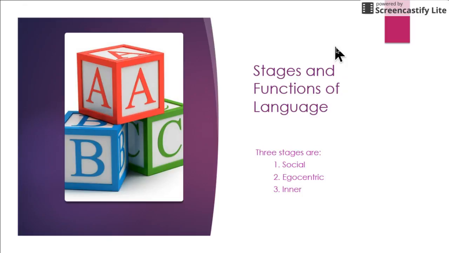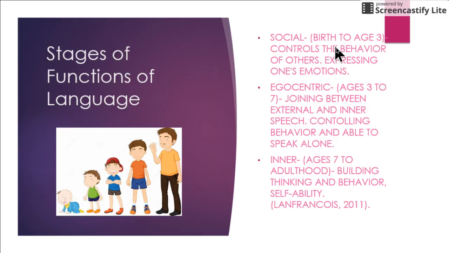There are three stages and functions of language: social, egocentric, and inner. The stages of functions of language are broken down into categories. Social, which is birth to age 3, controls the behavior of others, expressing one's emotions. Egocentric, from ages 3 to 7, is joining between external and inner speech, controlling behavior and being able to speak alone. Inner, from ages 7 to adulthood, is building thinking and behavior, self-ability.